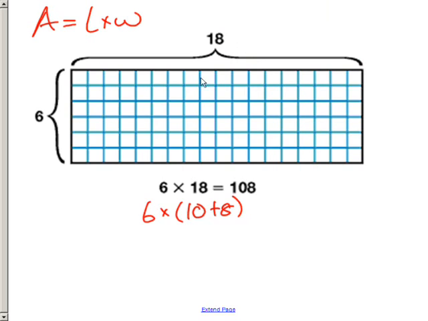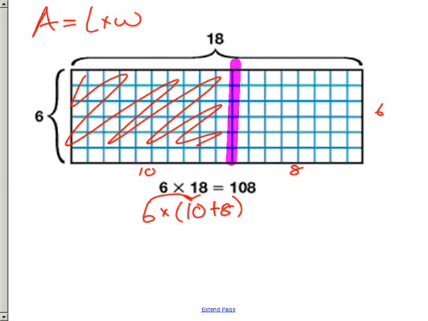is I'm going to break this apart into 2 rectangles, one that is 10 across and the other that's 8. So 1, 2, 3, 4, 5, 6, 7, 8, 9, 10. So we're going to separate it right here. So this rectangle is 10 by 6. This rectangle is 8 by 6. So we're going to do 6 times the 10. And what that does is it tells me the area of this rectangle right here, 6 times 10. And that, of course, is going to be equal to 60.